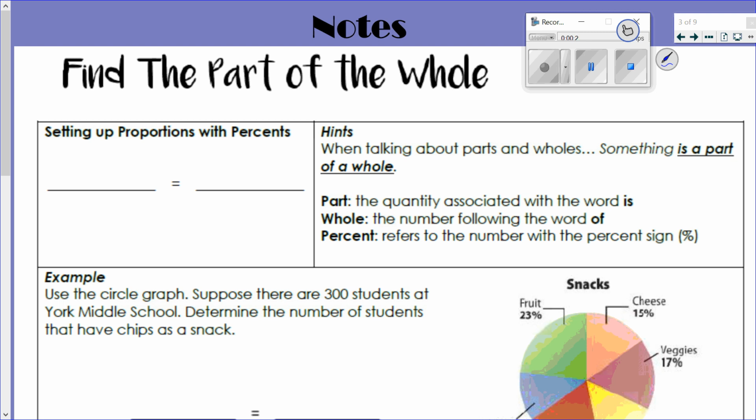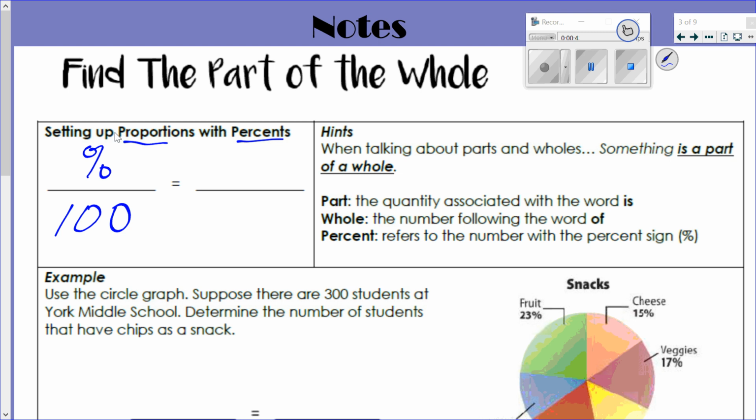When I'm setting up proportions with percents, the first thing I'm going to do is take the number in front of my percent sign, and I'm going to put it over... Anybody want to take a guess? Percent means out of 100. So whatever is in front of the percent sign goes over 100.